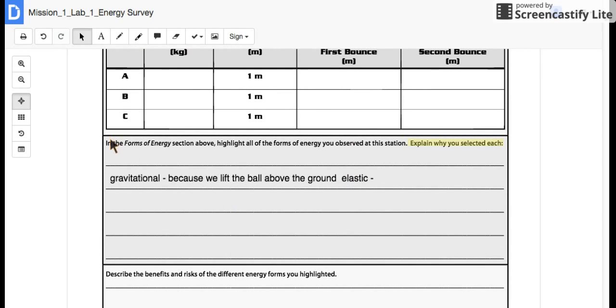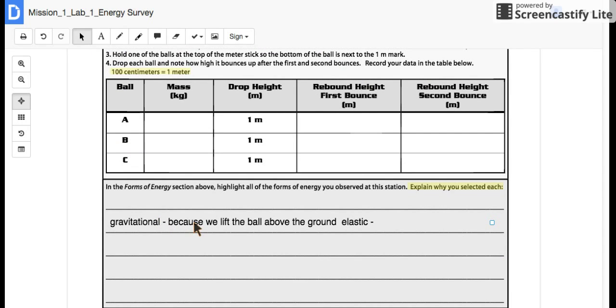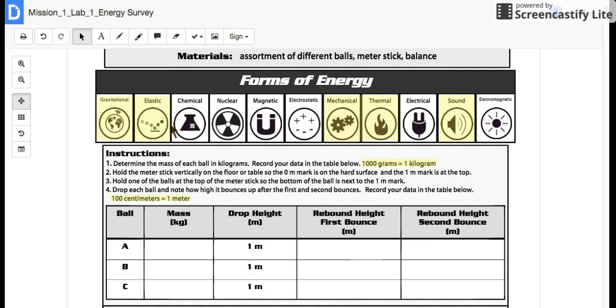Next, in the forms of energy section above, highlight all of the forms of energy you observed, which you should have done during the lab, and then explain why you selected each. So, gravitational. Why did you select gravitational energy? Because we lift the ball above the ground, and that is creating gravitational energy. In all of this, energy is not being created or destroyed, it's just being transferred. So the energy in your muscles is being transferred into gravitational potential energy in the ball.